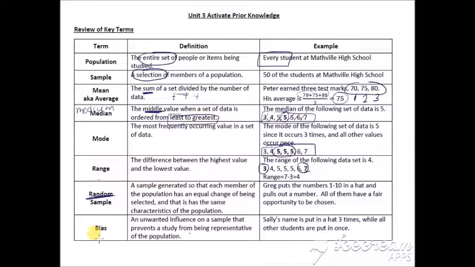And then bias. A bias is an unwanted influence on the sample. Okay, and it prevents the study from being totally fair, also known as being representative of the population. So Sally's name is put into a hat 3 times. Well, if everybody's name is put into the hat once, and Sally's put into the hat 3 times, that's bias. That's not fair, because Sally obviously has a greater opportunity of getting chosen.